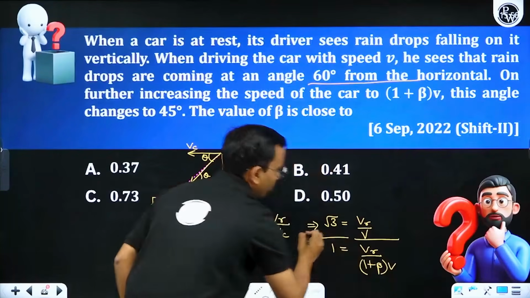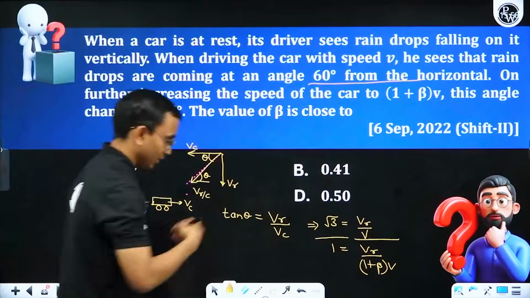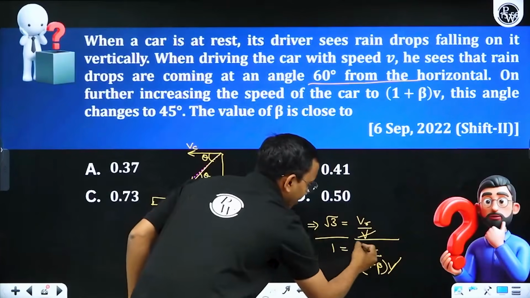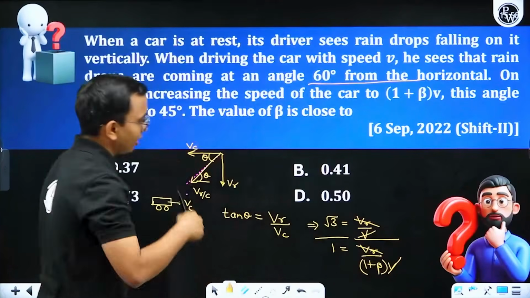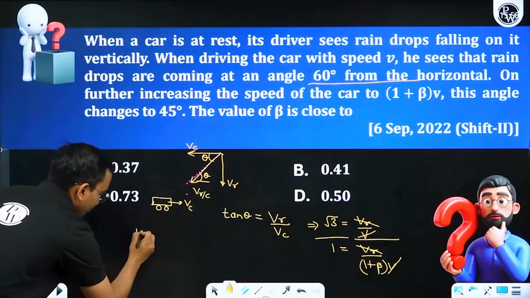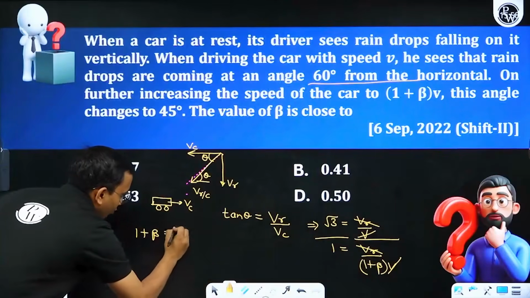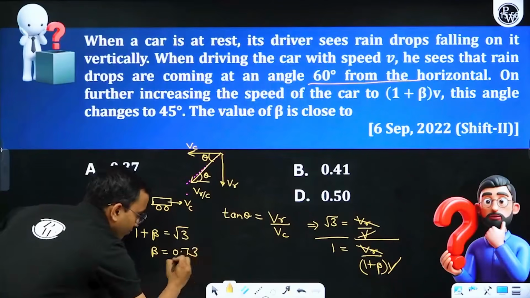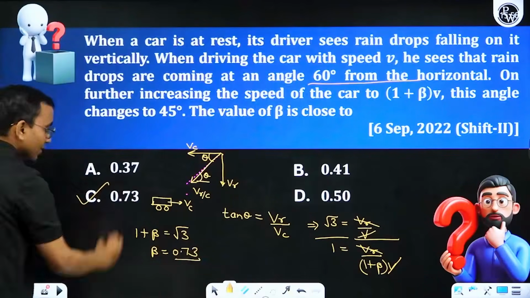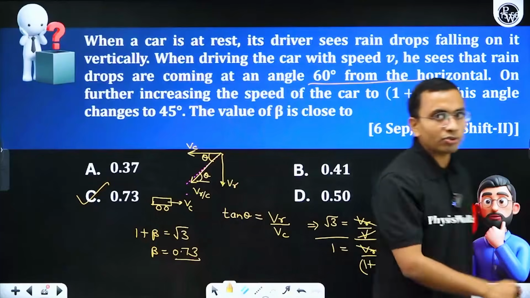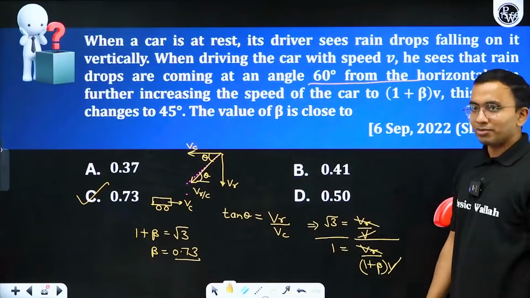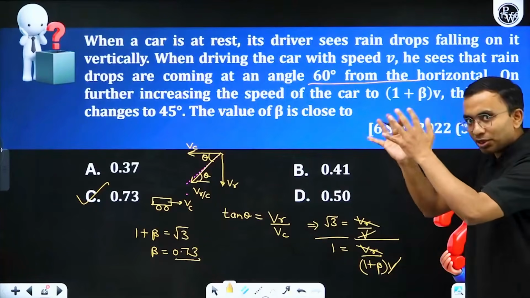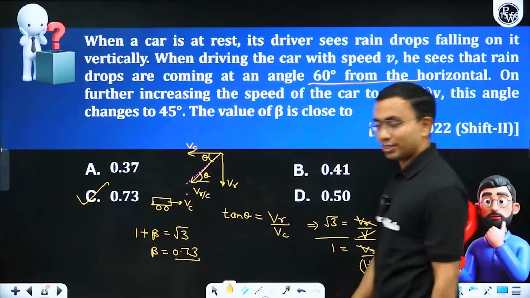Divide these two because you need to find beta. Divide these two. This v is getting cancelled. Vr is getting cancelled. From there you get 1 plus beta is root 3, which is 1.73. So beta is 0.73. C option. Understood the concept? Rain-man problems. Okay. So just see the velocity of rain with respect to man. That is the velocity the man is going to see.